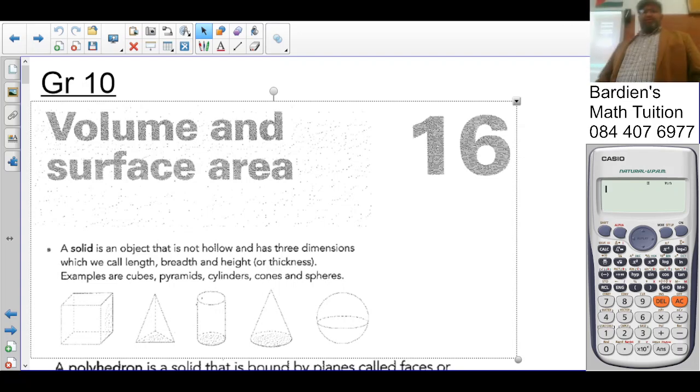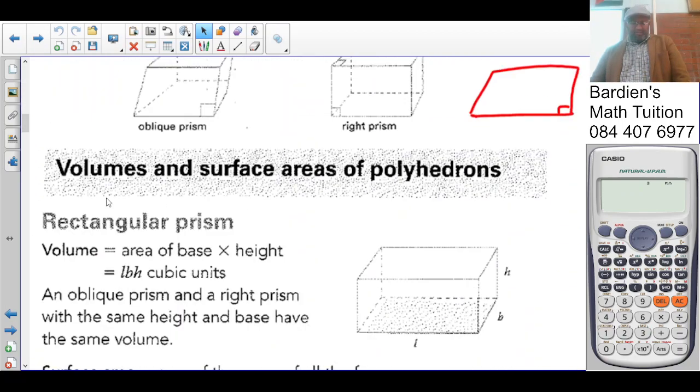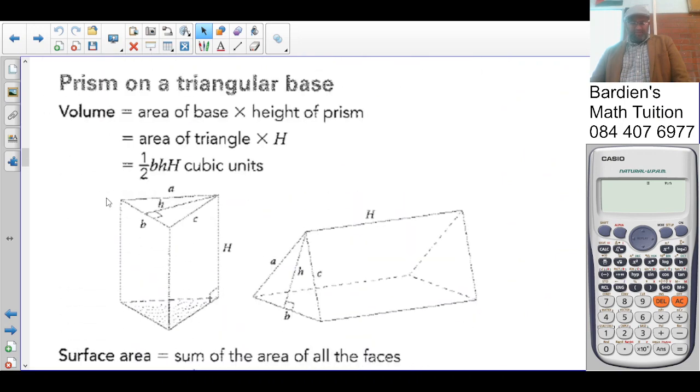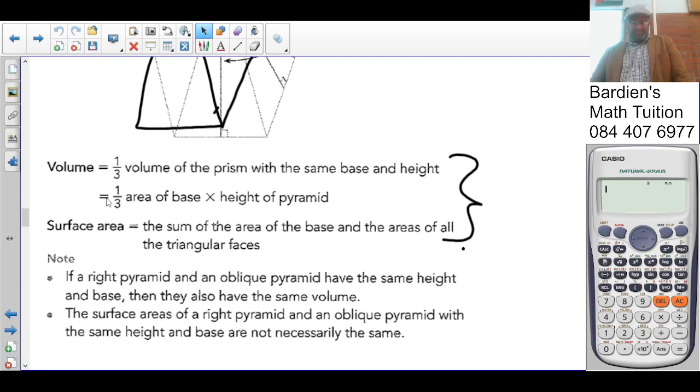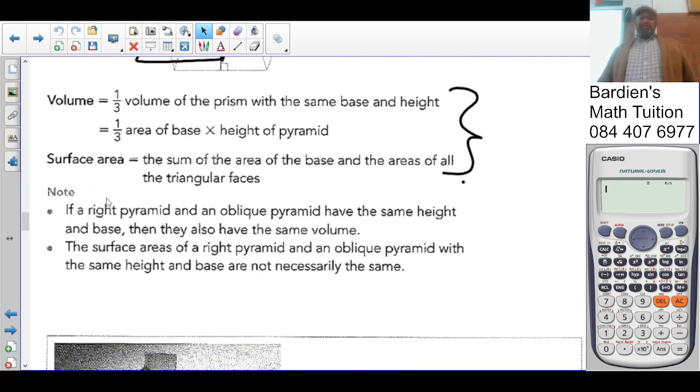Good morning, class. So today we're looking at volume and surface area. I gave you homework yesterday, correct? We spoke about platonic solids and pyramids and things like that, correct? We came to the formula that said the volume of the pyramid is a third times the area of the base times the height of the pyramid. Okay? And that's your perpendicular height there.